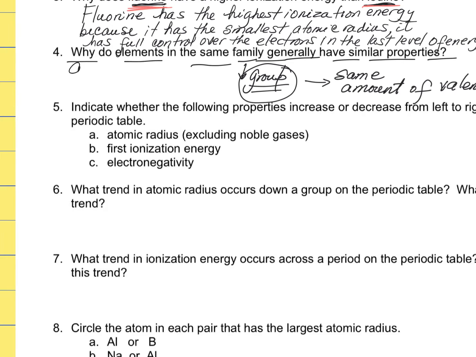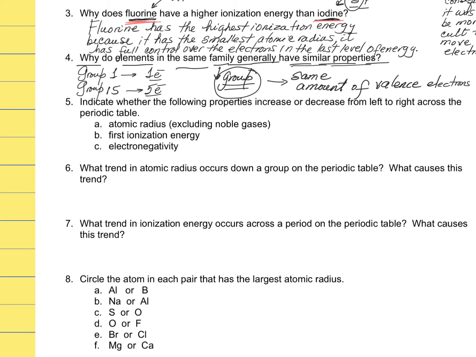So if you are in group 1, alkali metals, all of them have one electron in the last level of energy. And that's why all of them, from lithium all the way through francium, have the same or similar chemical properties. Let's say that we're talking about group 15, the nitrogen family. From nitrogen all the way through the last one in that group, they have 5 electrons in the last level of energy. Because all of them belong to the same family, they have the same amount of valence electrons on the last level of energy, meaning that they have similar chemical properties.